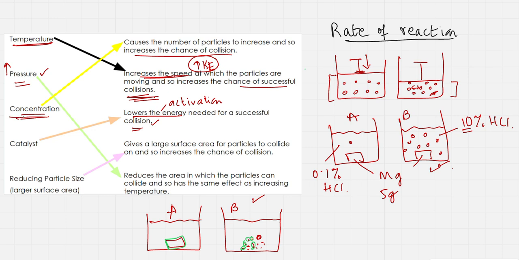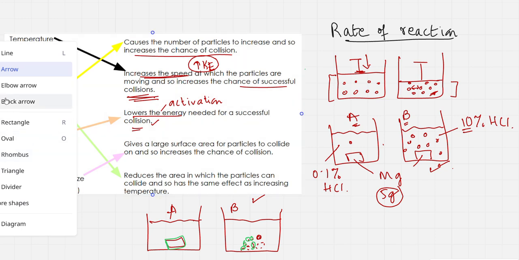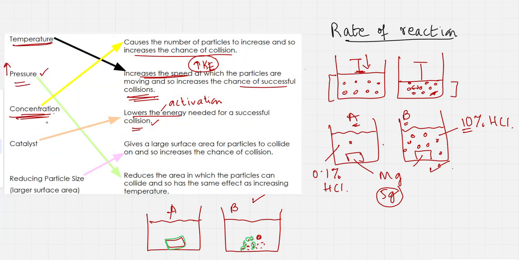Then we are talking about concentration. Now look, concentration is all about how many particles are present in a particular volume. So over here, we take two beakers, let's say beaker A and beaker B. I've labeled it already. In that, we are placing magnesium ribbon of, let's say, 5 grams. In beaker A, let's say we have 1% of HCl, and in beaker B, we have 10% of HCl.